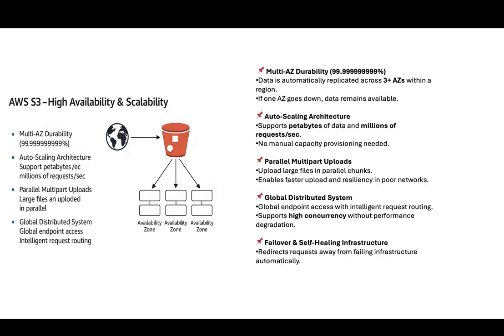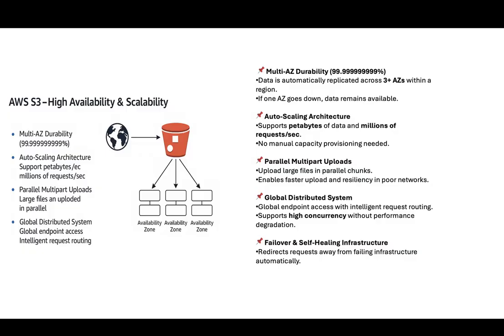So AWS S3 also comes with high availability and scalability. So multi-AZ durability. There is a bit of confusion between high availability, or I would say availability, and durability. So let's talk about durability. Durability and availability are two terms that Amazon uses very frequently. Durability is basically about how durable your data is, how safe your data is. So Amazon provides 11 nines for durability.